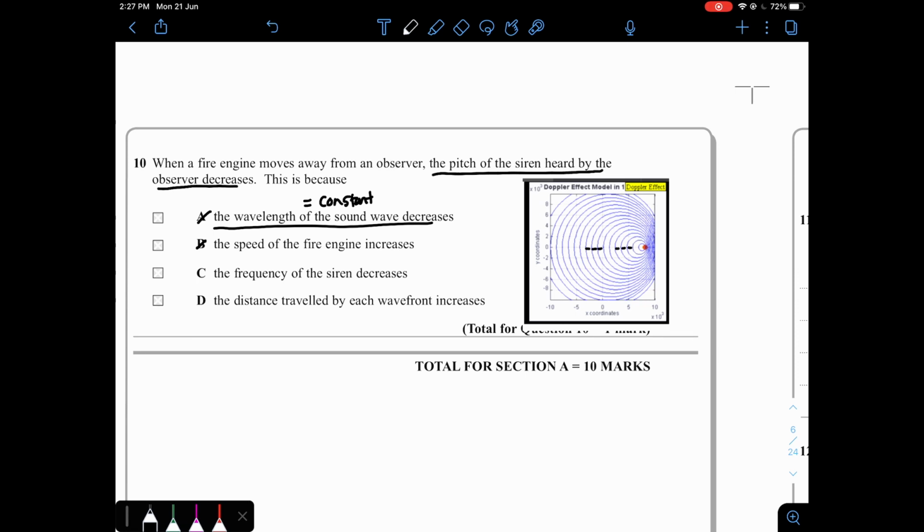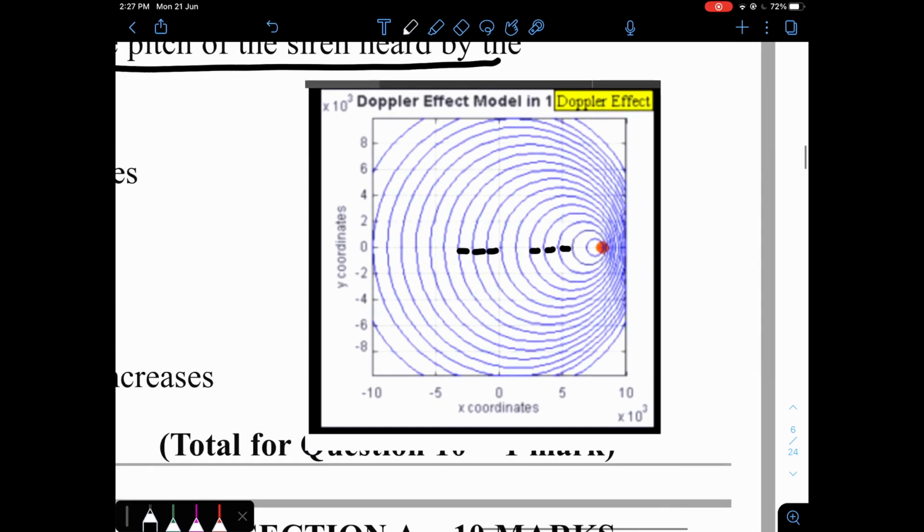The frequency of the siren decreases. No, it doesn't, because you can see that the frequency is still the same. You're still getting the same circles. The frequency is still the same.